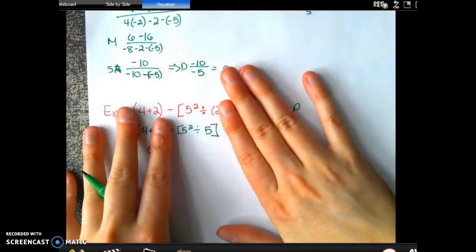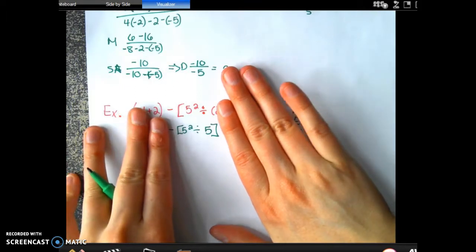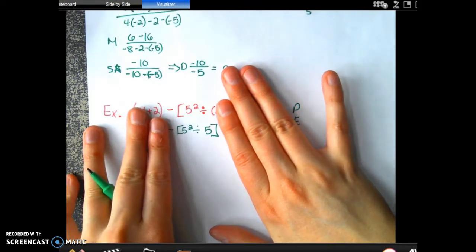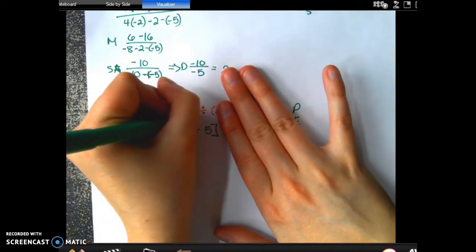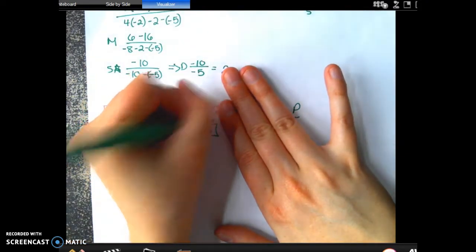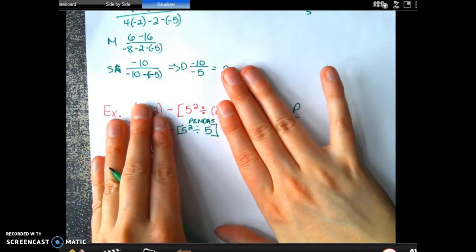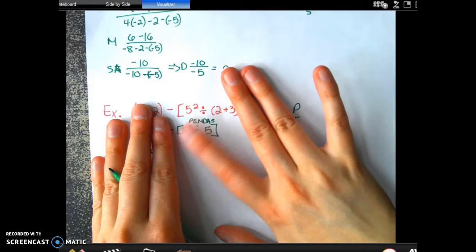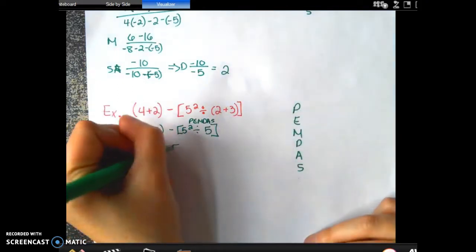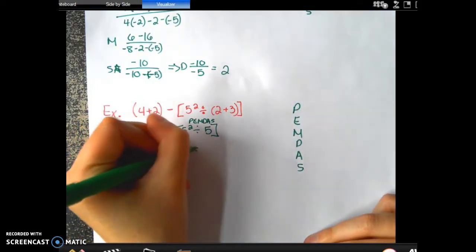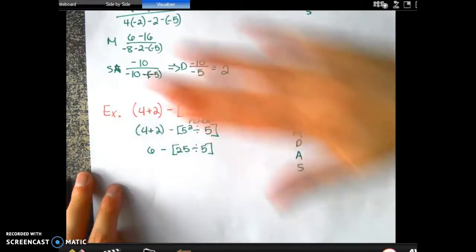But within these parentheses, I have two things that I can do. I can do the square, or I can divide. So again, remember it's like a little mini PEMDAS within our big PEMDAS. We use PEMDAS again, which means I would do exponents before I do multiplication or division. So 5 squared is 25. And I can simplify that further.